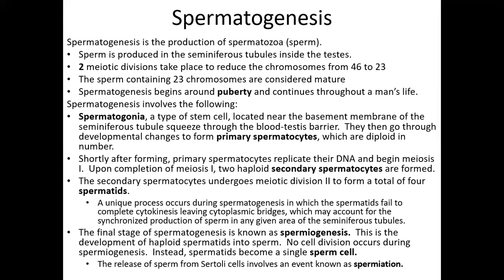Now, a key difference with spermatogenesis that separates it from oogenesis, the production of eggs, is that spermatogenesis doesn't begin until around puberty and will continue throughout a man's life. Oogenesis is kind of crazy. It starts before a female's even born, and then it has this arrested period where everything is put on pause until a female hits puberty. And then a female only goes through oogenesis until she hits menopause, and then her reproductive life is over.